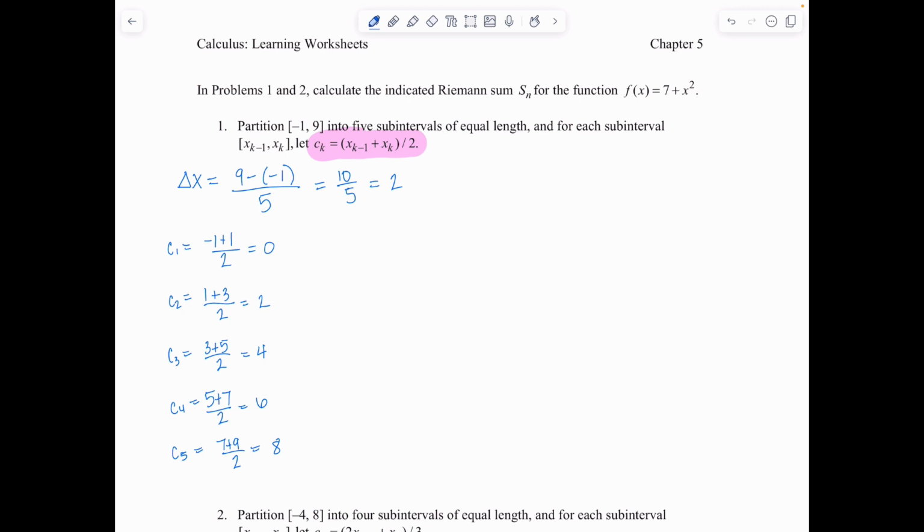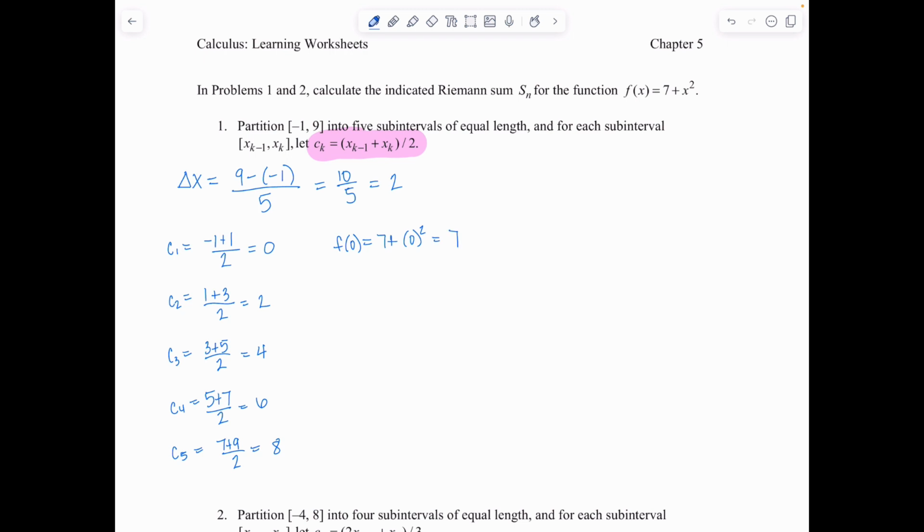Okay, so now we've got each of our C sub k's. So let's plug these values into our function and find out what our function values are. So at 0, what will we have? F of 0 equals 7 plus 0 squared. So that gives us 7.